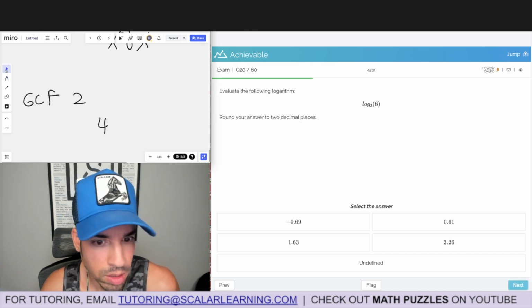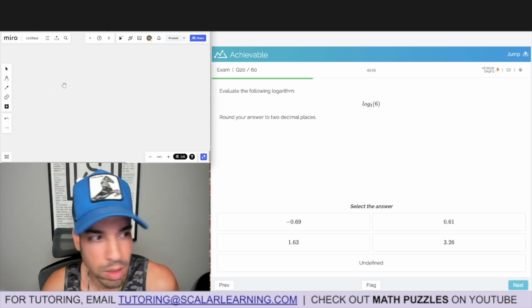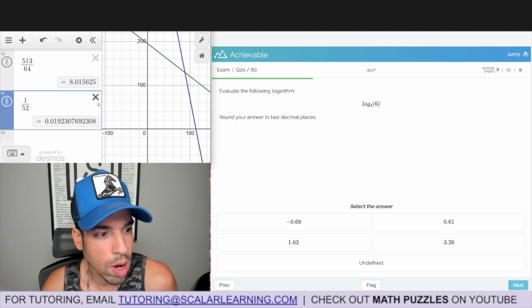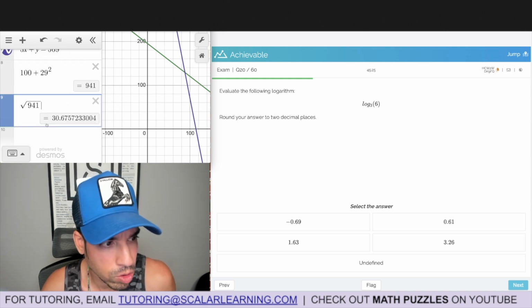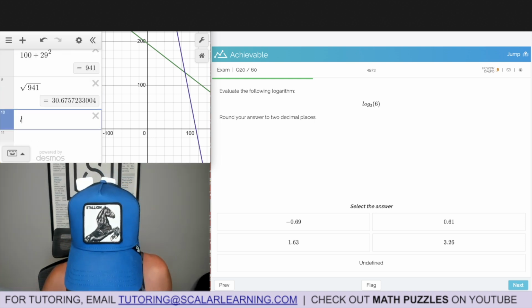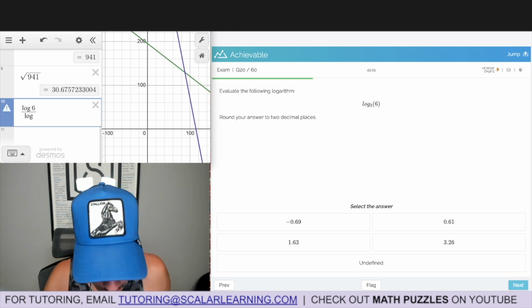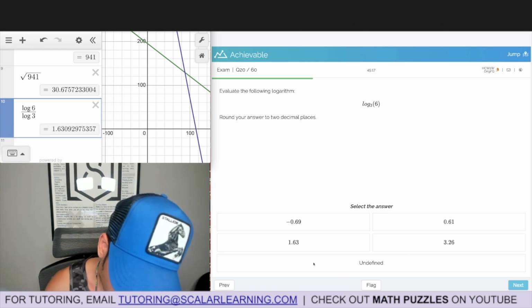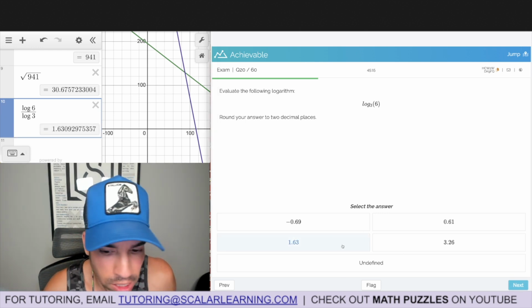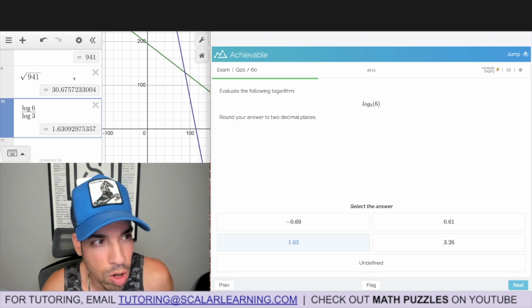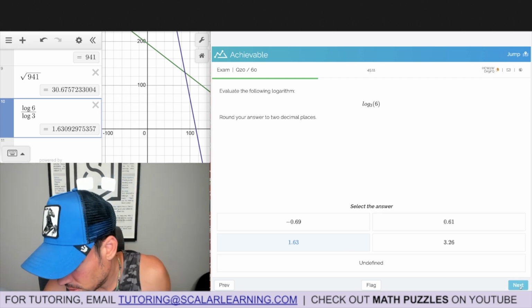Next. Evaluate the following: log base 3 of 6. Is this just basically a calculator problem? Okay. Just to save time, I'm going to use the change of base formula. You don't have to do this, which is log of the big number divided by log of the base. And it's 1.63. But you can also, in Desmos or on your calculator, type in log base 3. So either way, boom, done.